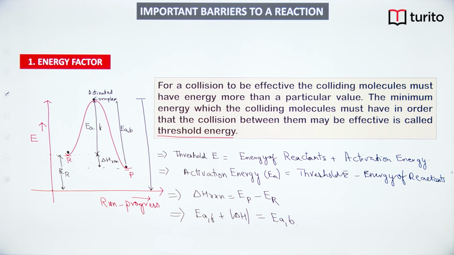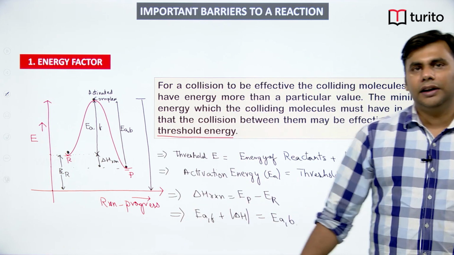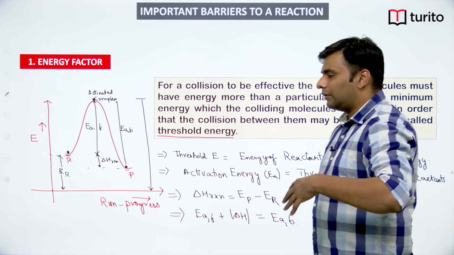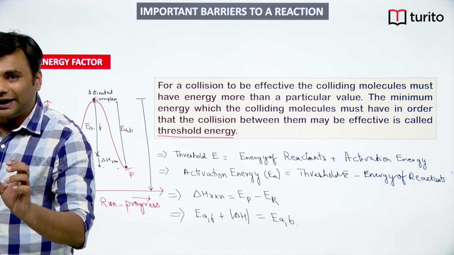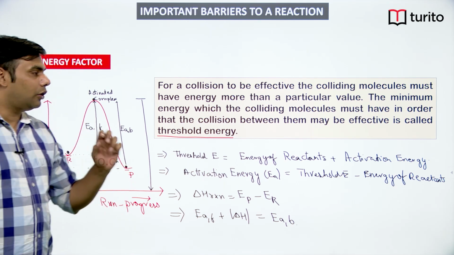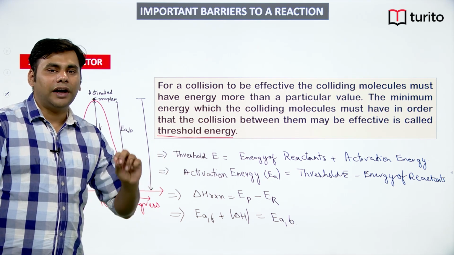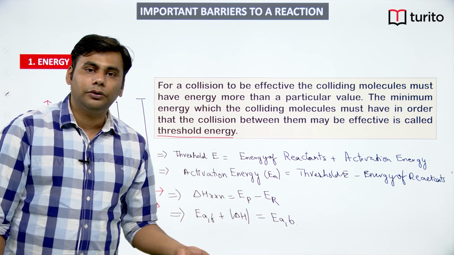So just write it down. We are saying that whenever molecules are colliding, they will transfer energy to each other. If the energy of that ensemble at that particular time becomes equal to or greater than a minimum energy required, then the reactant would transform into the product.